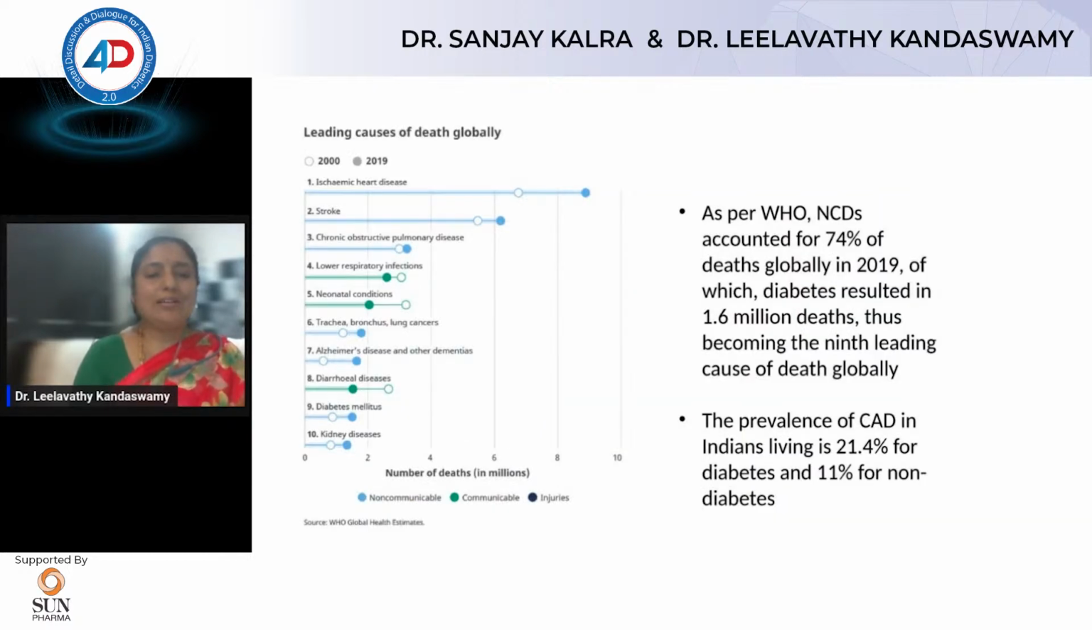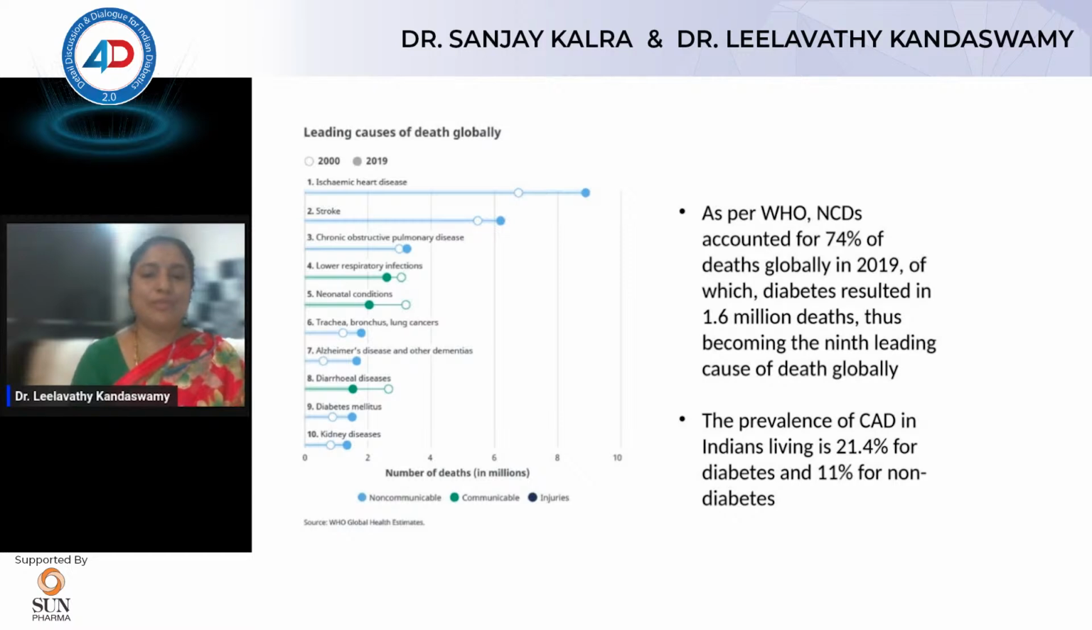Looking at the leading causes of death, as per WHO, non-communicable disease accounted for 74% of deaths globally in 2019, of which diabetes resulted in 1.6 million deaths, thus becoming the ninth leading cause of death. But on the top, it's cardiovascular disease.